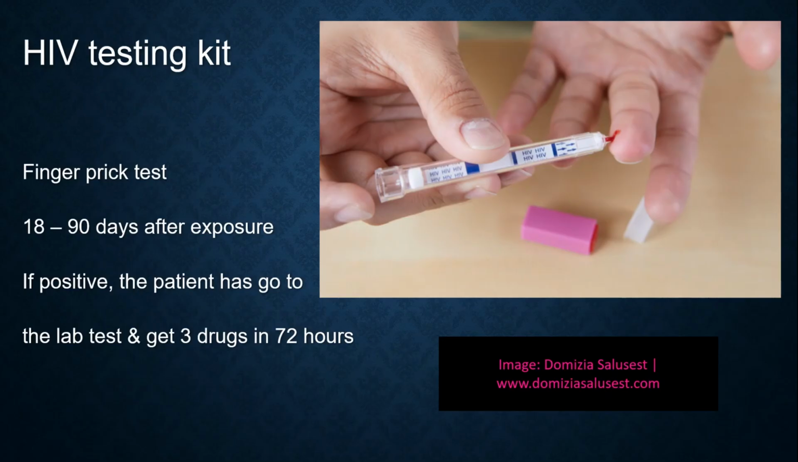Let's check out the HIV testing kit that people can use at home. This is a finger prick test. However, to get a valid result, it should be 18 to 90 days after exposure. We cannot do it directly because it detects the antibodies our bodies make to fight the HIV virus, and for those antibodies to become detectable, we need time. If the result is positive, the patient has to go for a lab test and get 3 drugs, 2 NRTI plus 1 INSTI, within 72 hours.